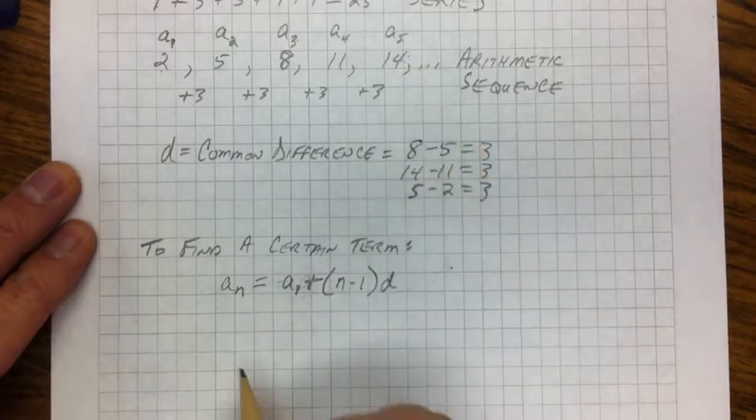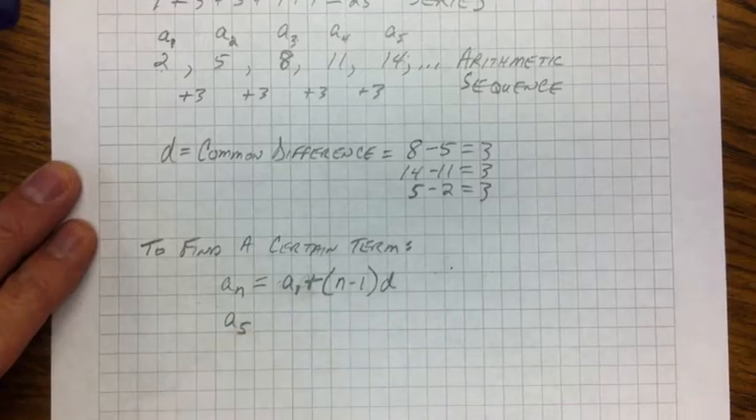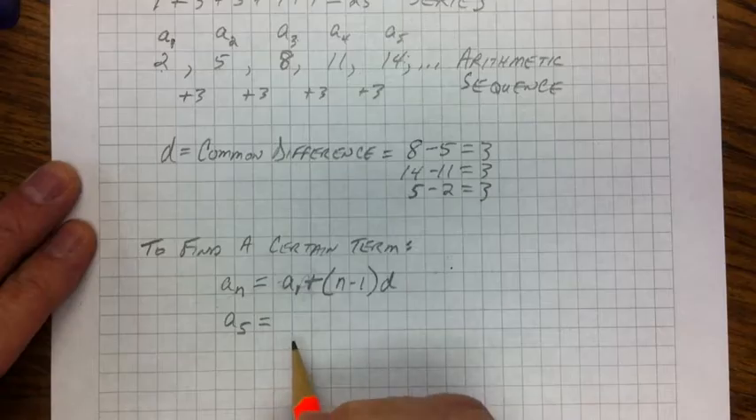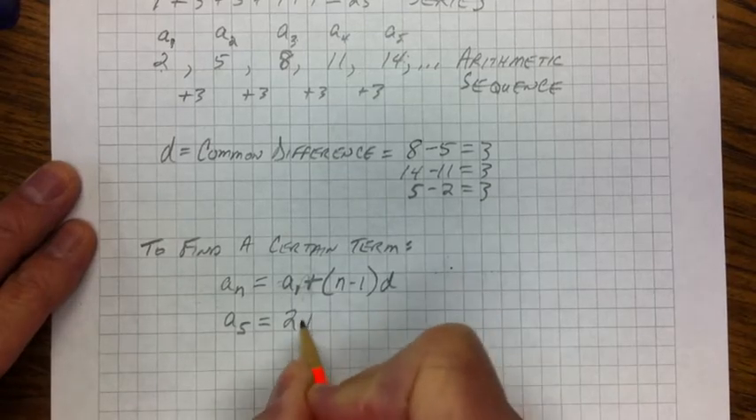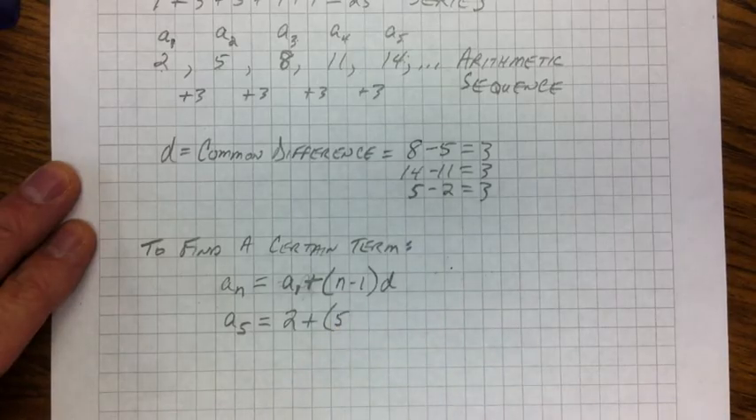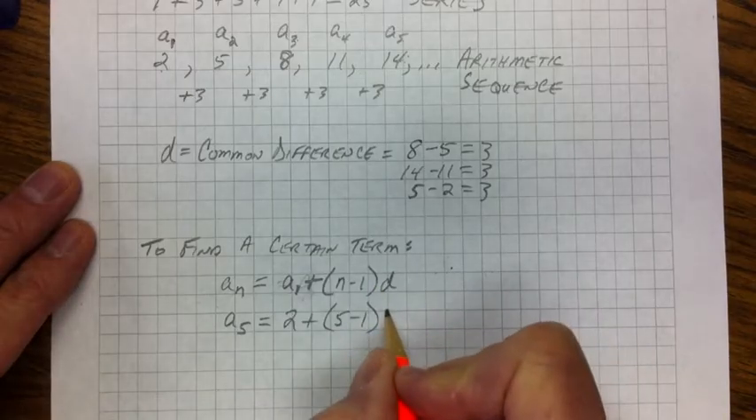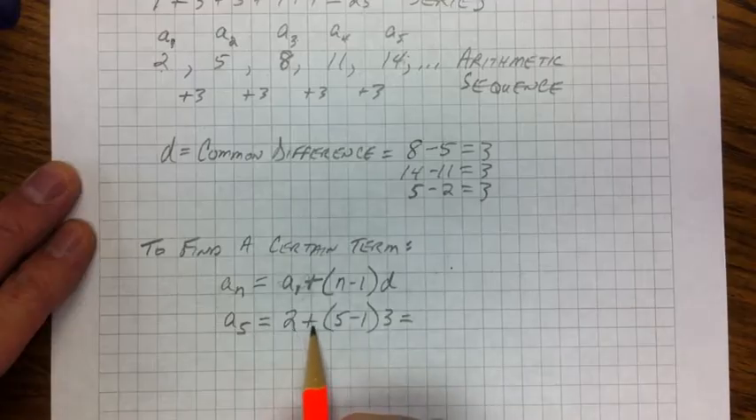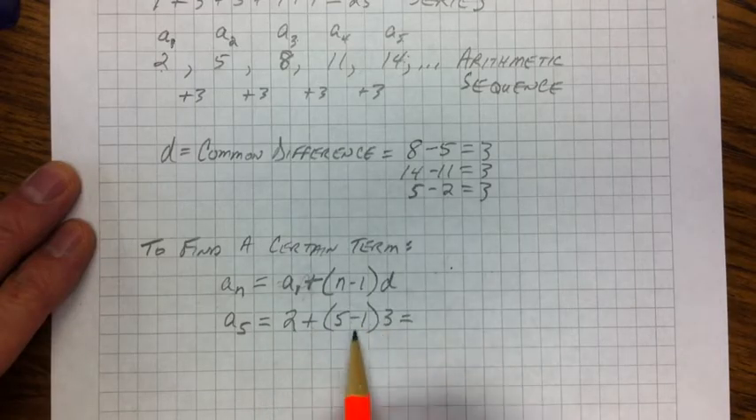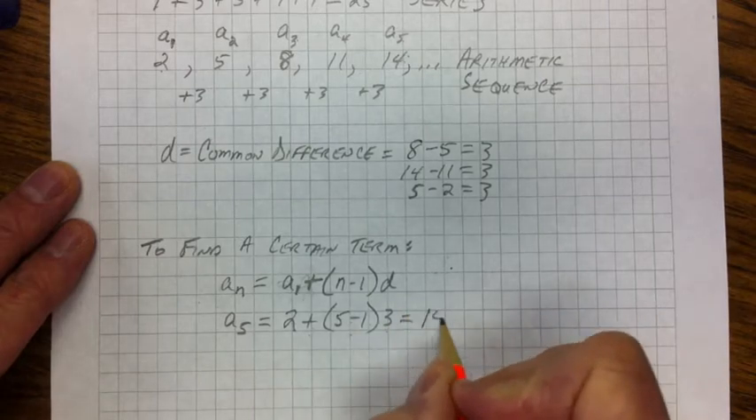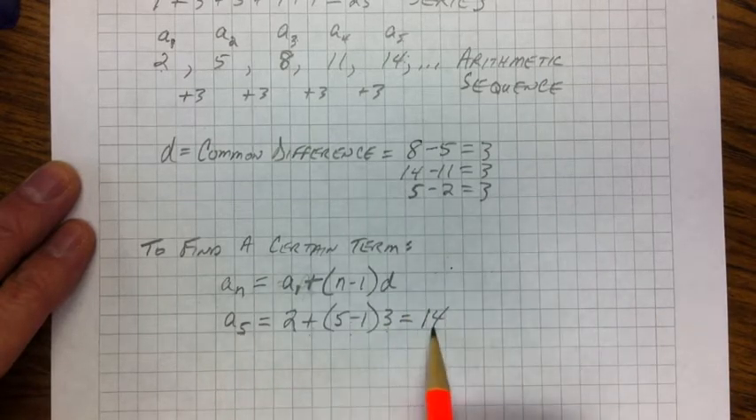So let's say I'm looking for the 5th term. So A sub 5, because I'm looking for the 5th term, would be A sub 1. That's the first term. What was our first term? 2, plus the number of the term we're looking for. We're looking for the 5th term. Remember, n was 5. Minus 1 times the common difference. And we calculated the common difference was 3. So that's times 3. Now we just do the math. So 2 plus 5 minus 1 times 3. 5 minus 1 is 4. Times 3 is 12. Plus 2 is 14. And we found that our 5th term is 14.